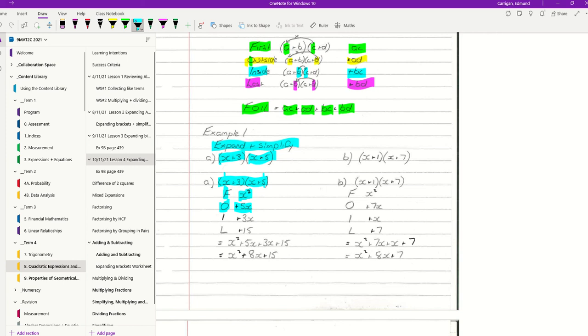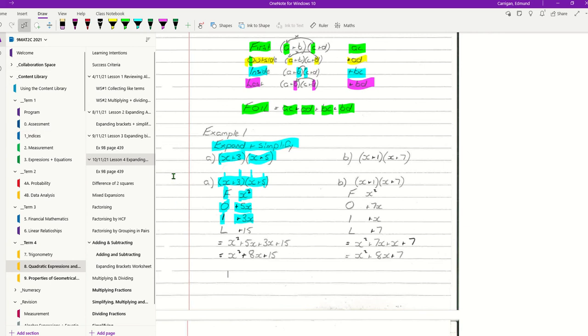Next, I'm looking for the ones that are inside. The 3 on the left-hand side is inside, and the x on the right-hand side is inside. I've got a plus in front of my 3, so I'm going to take that sign. I've got plus 3x.